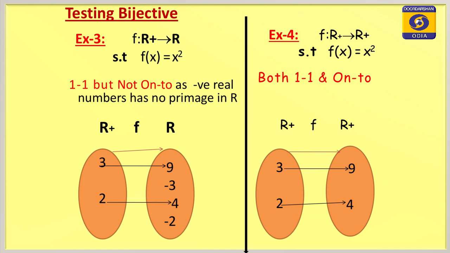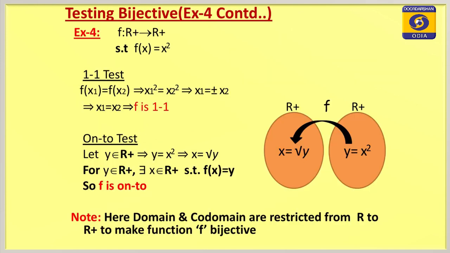And see the last example, example 4. Here the functional formula is the same, f(x) is equal to x square, but the domain and codomain are both the set of positive real numbers. In this case the function is both 1-1 and onto. In the picture all elements are not written because R and R plus are infinite sets, only a few elements are written. So, this is both 1-1 and onto, but we have to prove this.